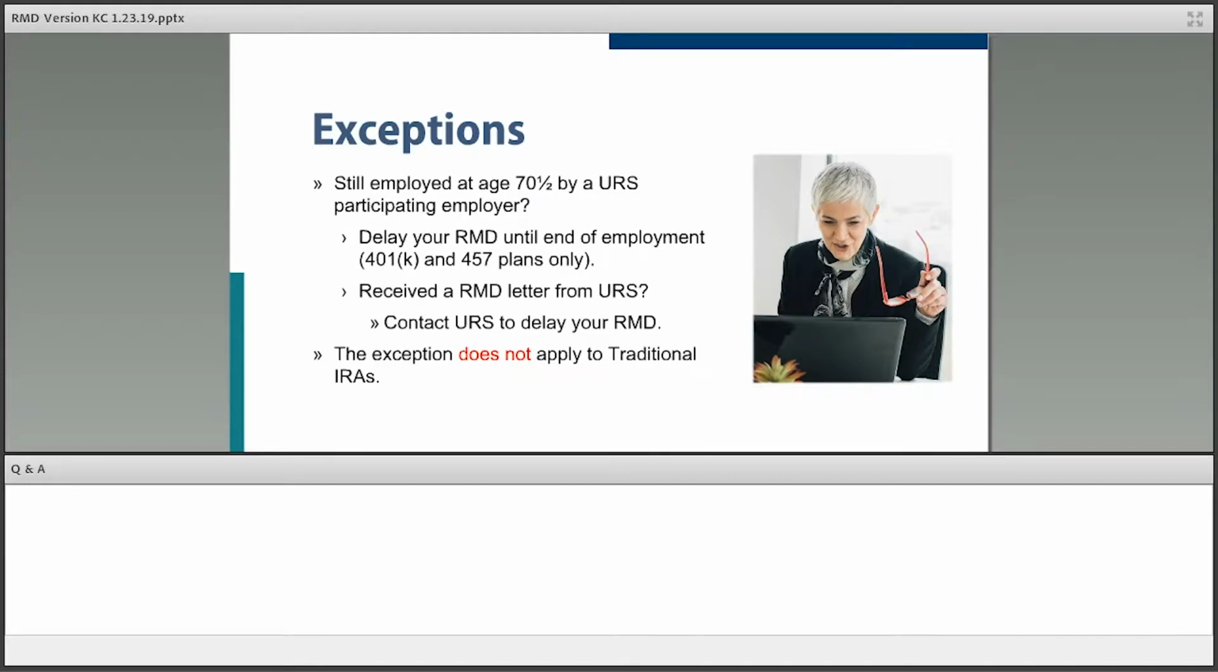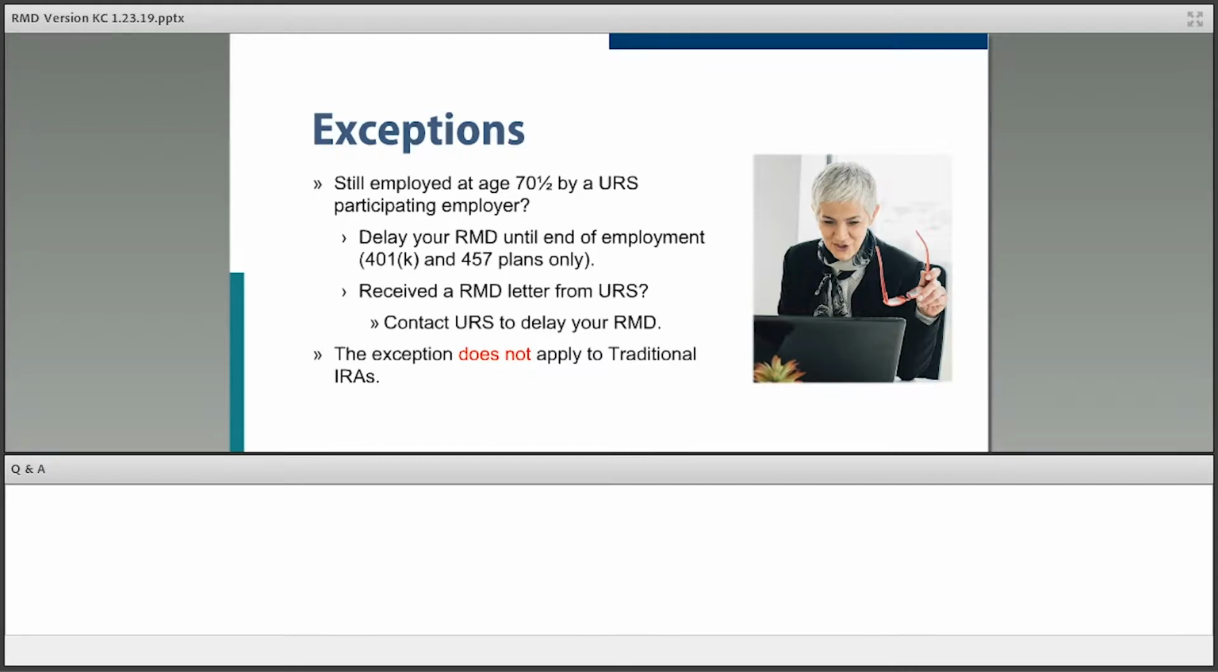What I would like to touch on now are some of the exceptions, when we do not need to take required minimum distributions. If you are still employed at age 70 and a half by a URS participating employer, you can delay taking your required minimum distribution from your URS 401k and 457 plans until the year that you terminate employment with that URS covered employer. Let me give you an example.